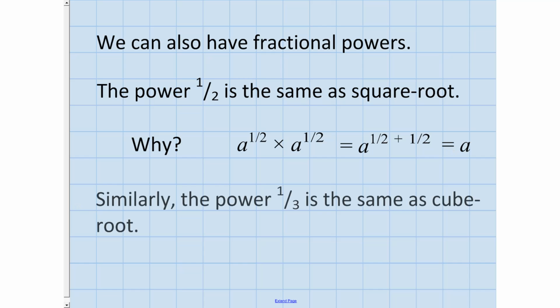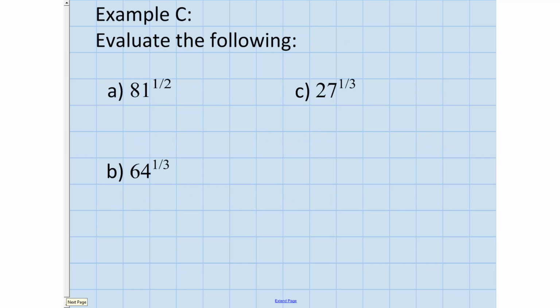And similarly, power of a third is the same as a cube root. So we're going to use that to answer these last few questions. A, 81 to the power of a half, well that means the square root of 81. Square root of 81, what squared is 81? Well, that's 9. B, 64 to the power of a third. The power of a third means cube root of 64. So what number cubed gives you 64? Well, that's 4. 4 times 4 times 4.